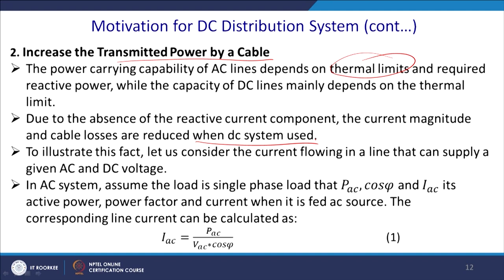To illustrate this fact, let us consider the current flow in the line that can supply given AC and DC voltages. In an AC system, assume the load is a single phase load, where PAC, cos phi and IAC are its active power, power factor and current when fed from the AC source. The corresponding line current can be calculated as IAC equal to PAC by VAC into cos phi.